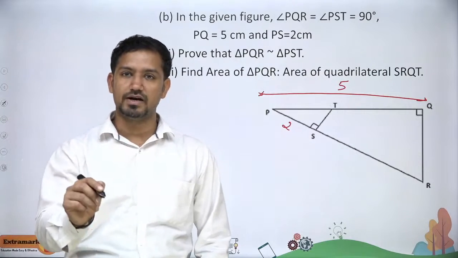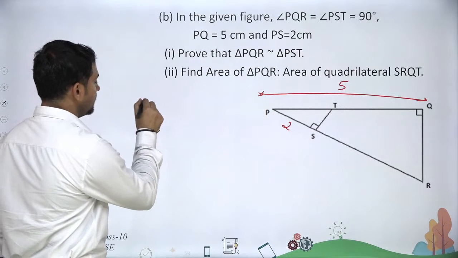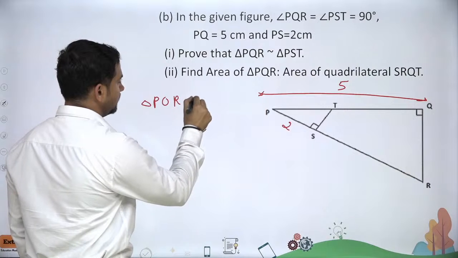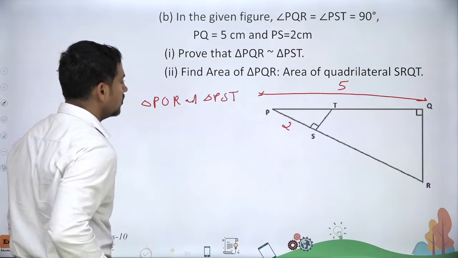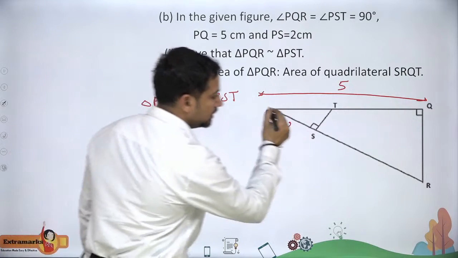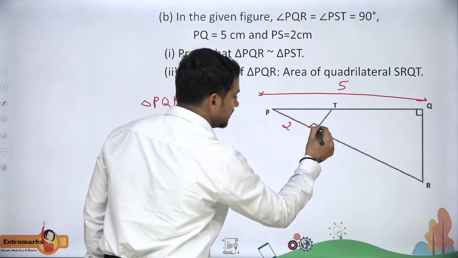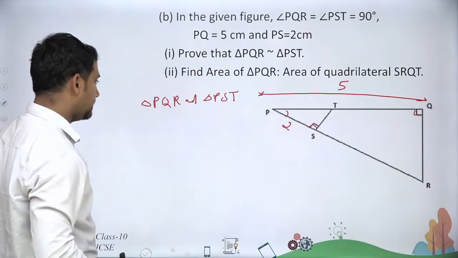First of all, we have to prove that these two triangles are similar. So how can we prove it? See, first of all, we take triangle PQR, then we take triangle PST. In the question it is given that angle PQR and angle PST are 90 degrees, and angle P is common.